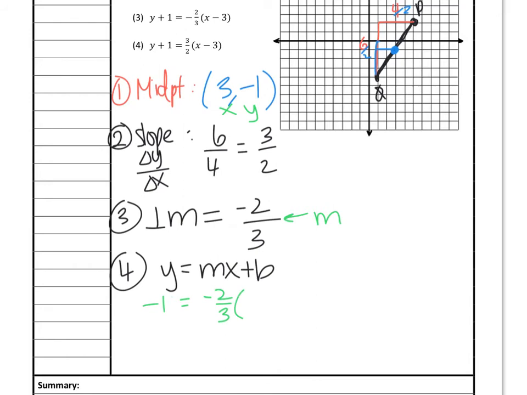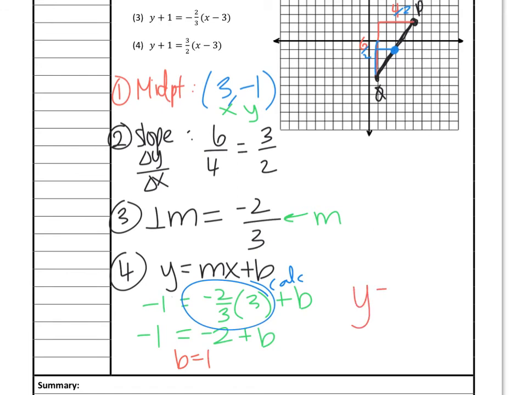Negative 2/3 times 3 plus b. So negative 1 equals negative 2 plus b. And again, remember, you can just type that in your calculator if you're not sure how to do that in your head. And then add that 2 over, so now we have b equals 1. So final equation, y equals negative 2/3 x plus 1.